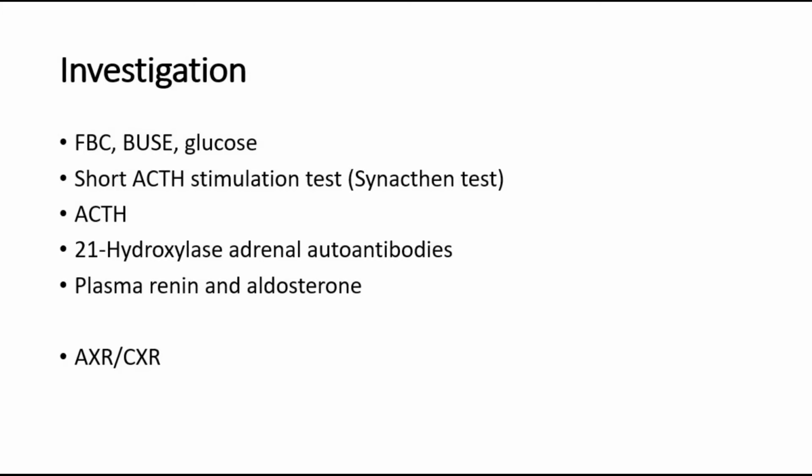We can do plasma renin and aldosterone to assess the mineralocorticoid status. Whereas for imaging investigation, we can do abdominal X-ray or chest X-ray to look for any signs of previous tuberculosis, for example, upper zone fibrosis, and also for the abdomen, we can check for any adrenal calcifications.